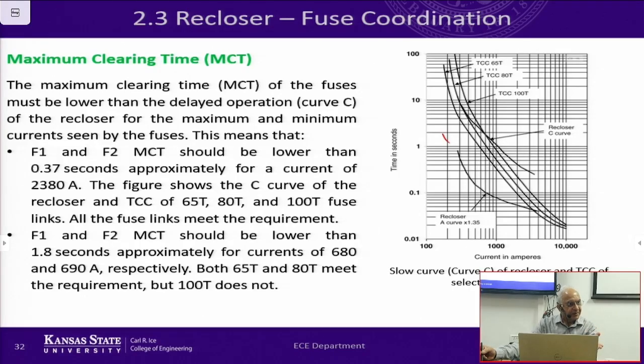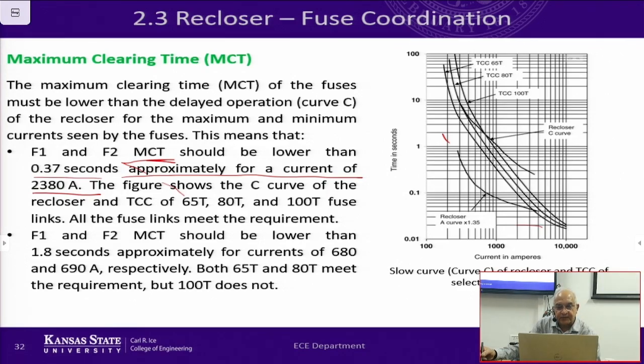Now we go to the other side, because now the fuse is okay with the fast curve, but it also has to coordinate with the slow curve. So in that case, what we want is that F1 and F2 maximum clearing MCT, which is maximum clearing time, right here, should be lower than 0.3 seconds at a current of 2380, because what we see here is that 2380, this is 2000, this is recloser curve C, and we see that all three fuses, there is plenty of gap here, so there is no problem. Okay?